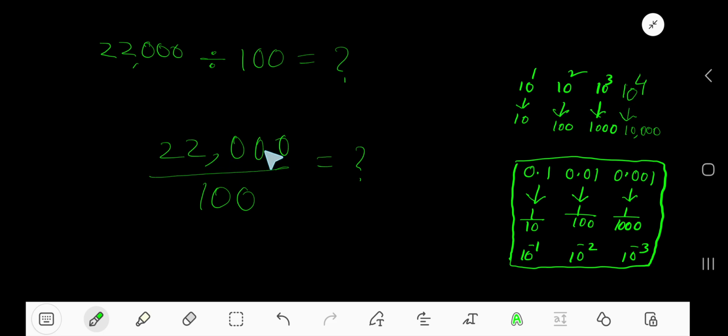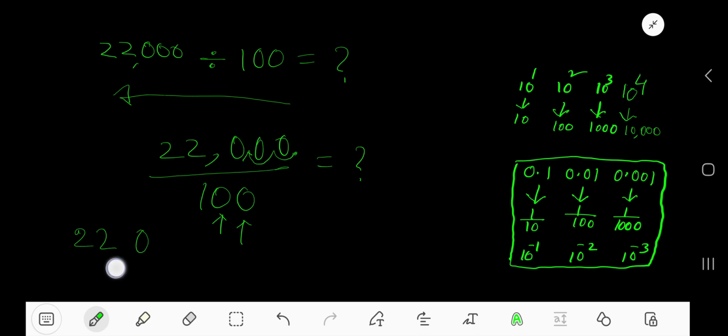So to divide a whole number by a power of 10, like 100, just count the number of zeros and move the decimal point from right to left by that many places. The number of zeros here is 2, so the decimal point will move right to left 2 digits. This is a whole number, so first the decimal point will appear here, then 2 places, 1 place, 2 places here. So we are getting 22, then 0.